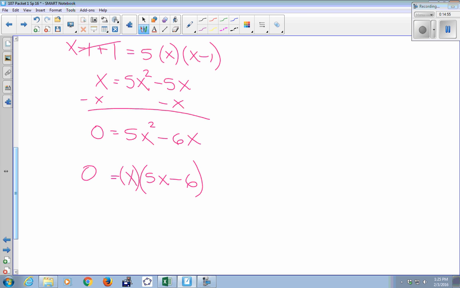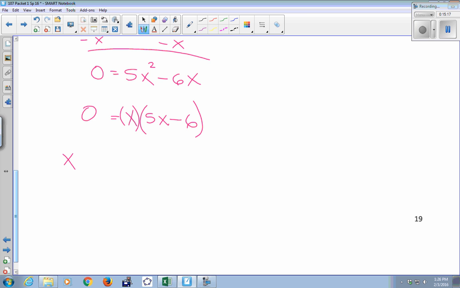All right, now that I've factored, the purpose of that is that when you have two quantities multiplied together, and the answer is 0, at least one of them has to be 0. One or both of those quantities has to be 0. That's the only way you can get 0 as the answer to a multiplication problem. So either x equals 0 or 5x minus 6 equals 0. And in this case, x is 6/5.